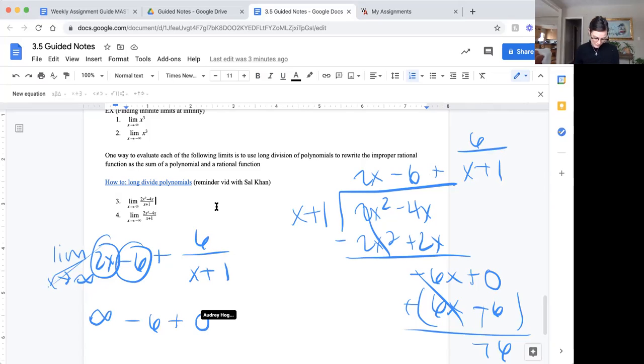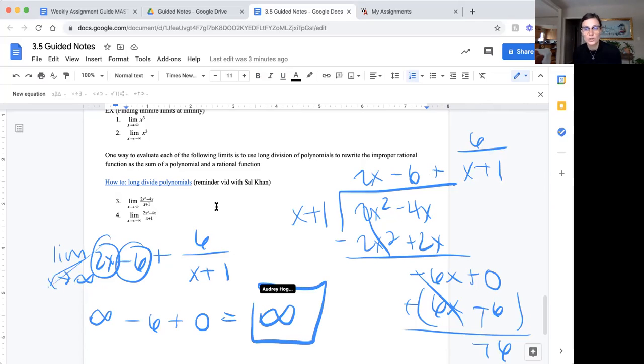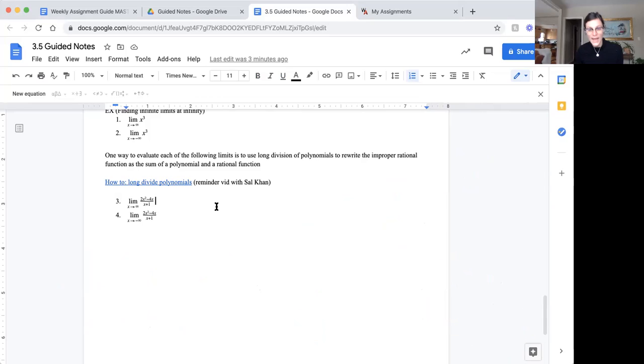You're going to get infinity minus 6 plus 0. Subtracting 6 from infinity is nothing because infinity is so infinite. So our answer is infinity. And then for number 4, it's going to follow very similar lines except with negative infinity. So that is infinite limits and horizontal asymptotes, randomly thrown into the middle of 3.5.